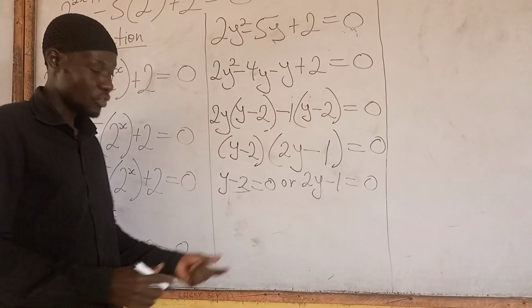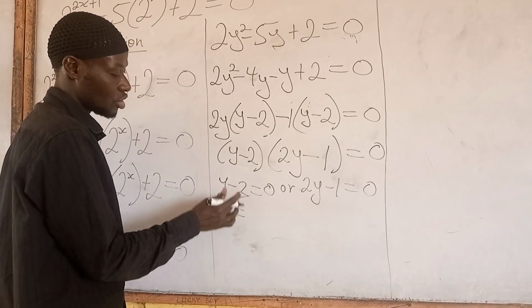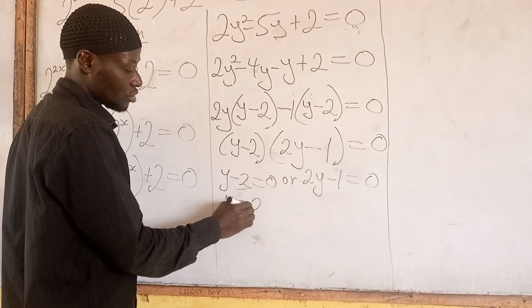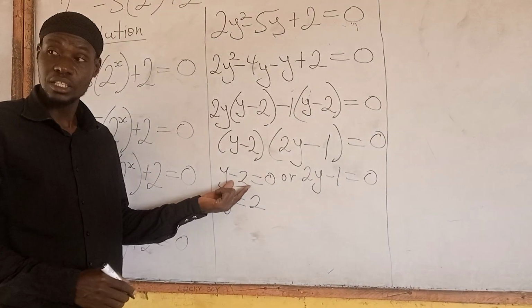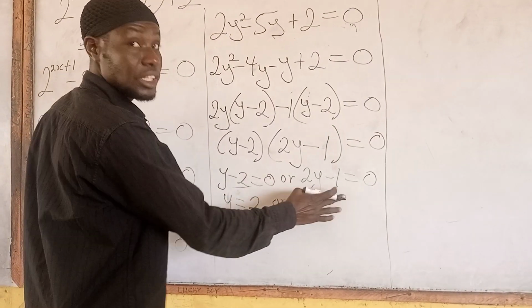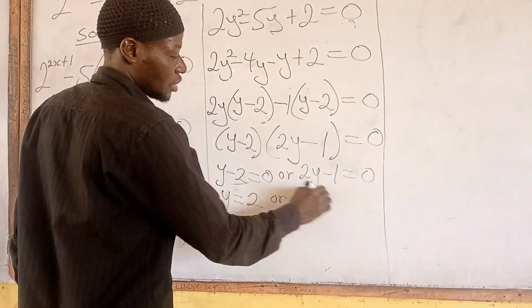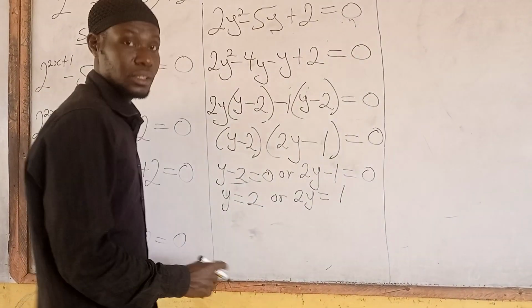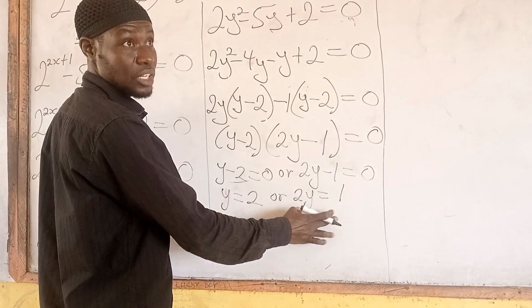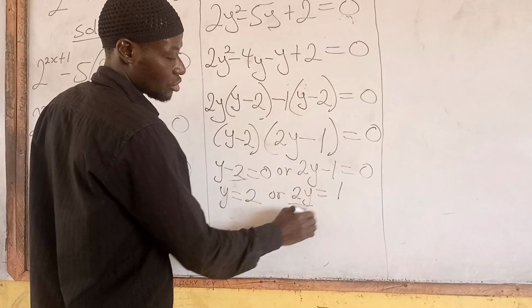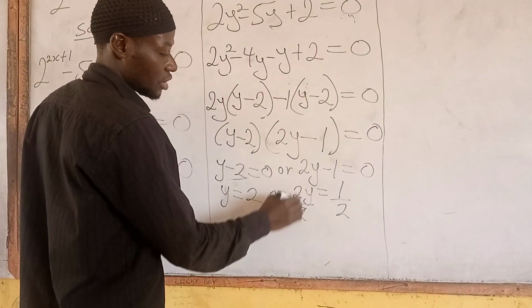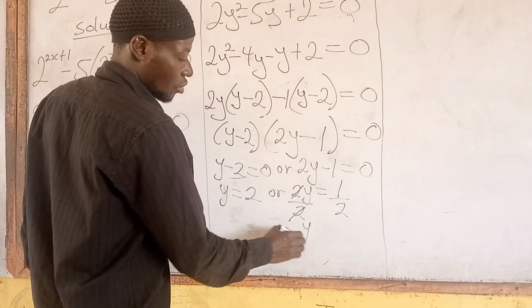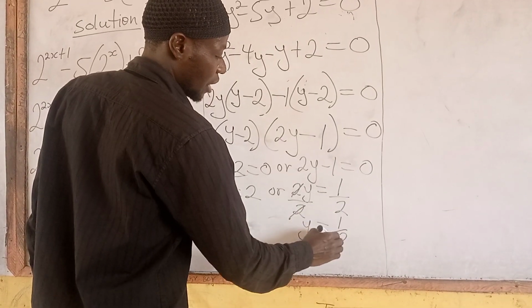So in that case, we solve for y. So here we're going to have y is equal to positive 2, grouping like terms here. Or here you have 2y is equal to 1. And here we can still simplify further to get y by dividing both sides by 2. This will cancel that, leaving your y to be equal to 1 divided by 2.